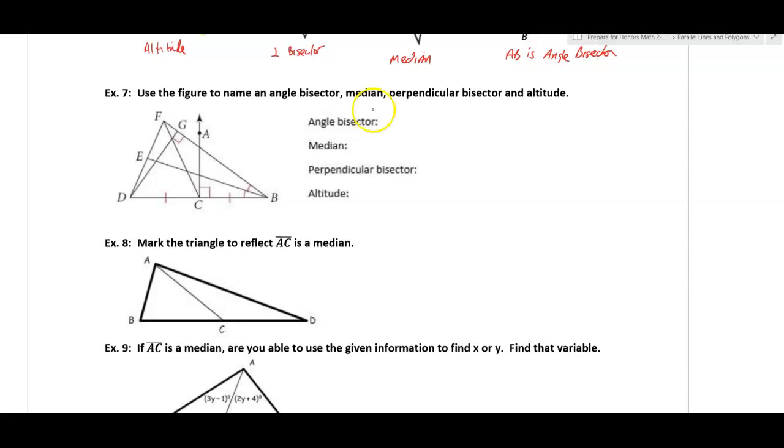Okay, use a figure to name an angle bisector, median, perpendicular bisector, and altitude. So right away, let's look for an angle bisector. I'm looking for 2 congruent angles, which ends up being here and here. So the angle bisector would be segment EB. Median, I'm looking for a midpoint. So I know C is a midpoint because these are congruent. So I'm going to follow that midpoint up to a vertex of the triangle, and that would tell me FC is a median.